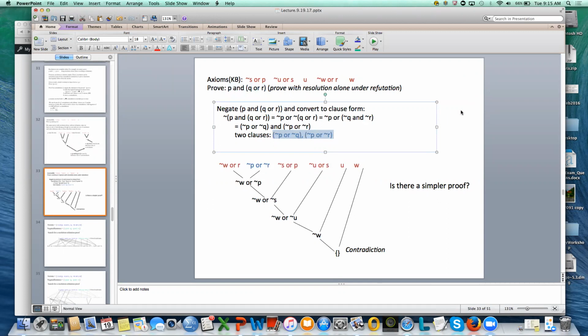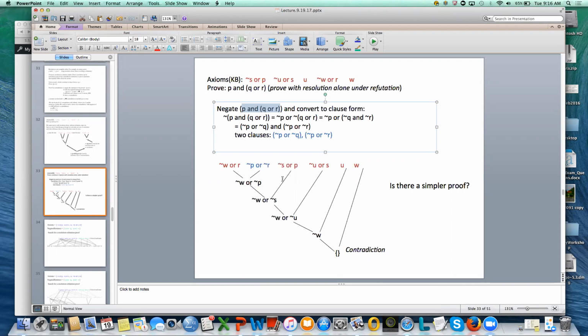These would be the two clauses, in clause form, of the negation of the statement I want to prove. These both become part of the knowledge base that I can use in my proof. Turns out I don't have to use one of these. I can resolve not W or R with not P or not R. The R's would cancel, and that would resolve to this.